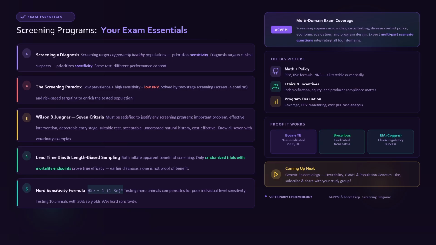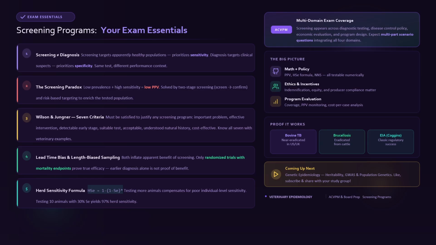One last strategy for exam day. Every time you hit a screening question, ask yourself three things. What's the prevalence in this population? What's the purpose of this test? To find every case or to confirm a positive? And which biases might be in play here? Screening questions reward the candidate who reasons through the logic, not the one who just memorized formulas.